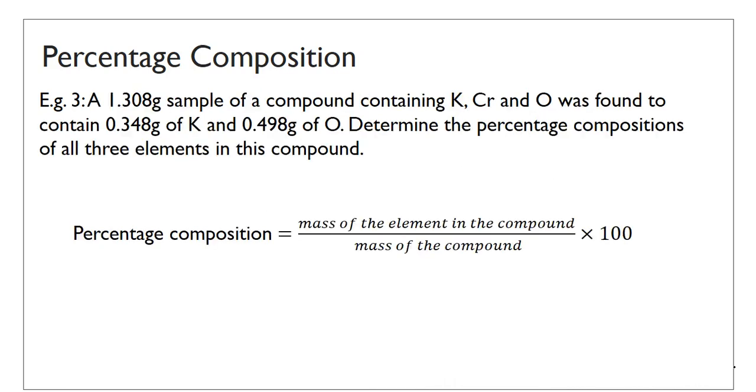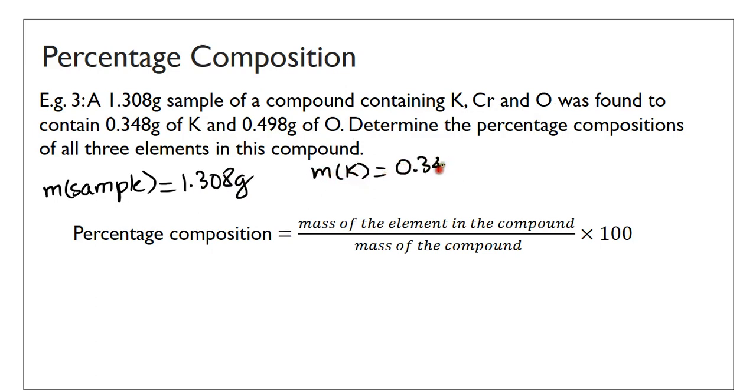We're going to do another example here. So this is a little bit different because if you read the question, you have a 1.308 gram sample. So the mass of the sample is 1.308 grams, and it contains potassium, chromium, and oxygen. And they tell you that the mass of potassium is 0.348 grams. The mass of oxygen is 0.498 grams, and you are required to determine the percentage compositions of all 3 elements. So we're going to use this formula again, and you can see here that the mass of chromium is missing.